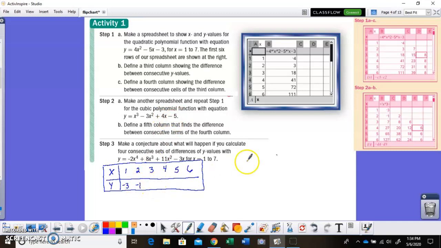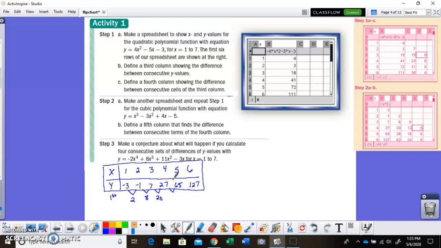Okay, and like I said, I've already got them calculated over here, so I'm going to go ahead and write the rest in. We've got 7, 27, 65, and 127. Okay, and let's go ahead and do those first level subtractions and see if this is linear. Negative 1 minus negative 3 is a positive 2. 7 minus negative 1 is a positive 8. 27 minus 7 is 20.